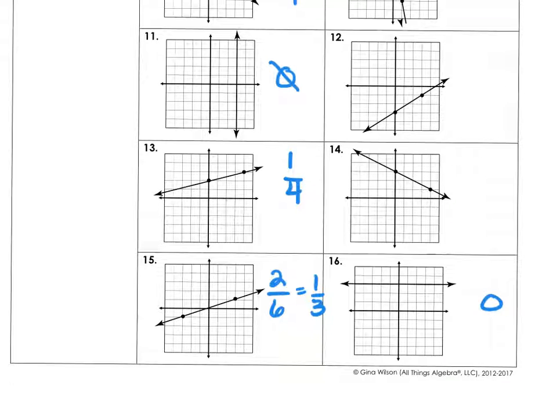15, another positive slope of 1/3. 14 would be a negative slope. I know you didn't do 14, but I just want to give you another visual of a negative slope. And I know you weren't asked to do 16, but 16 is a slope of 0, no rise, all run. 0 divided by a number is 0. Horizontal lines have a slope of 0.